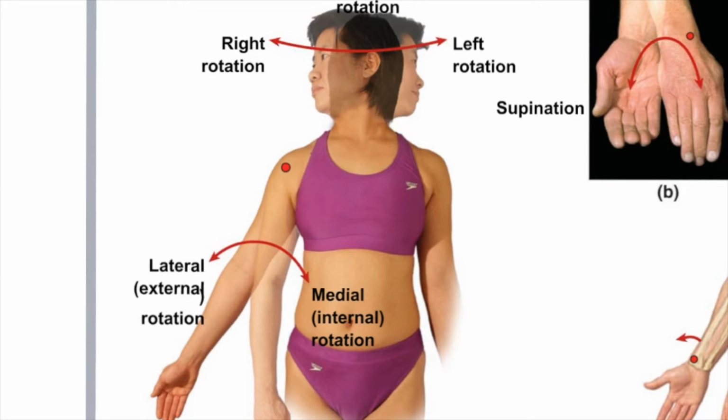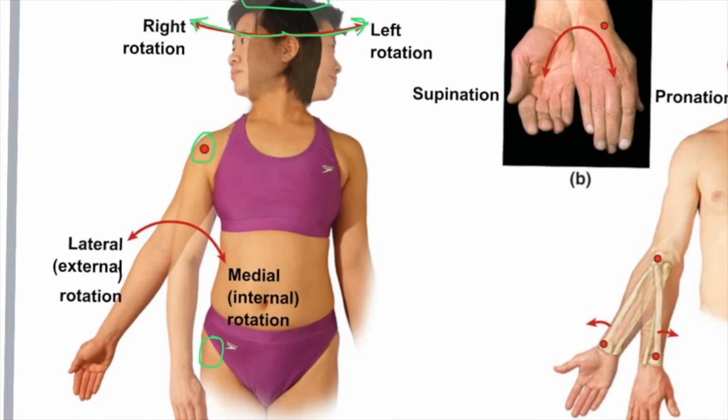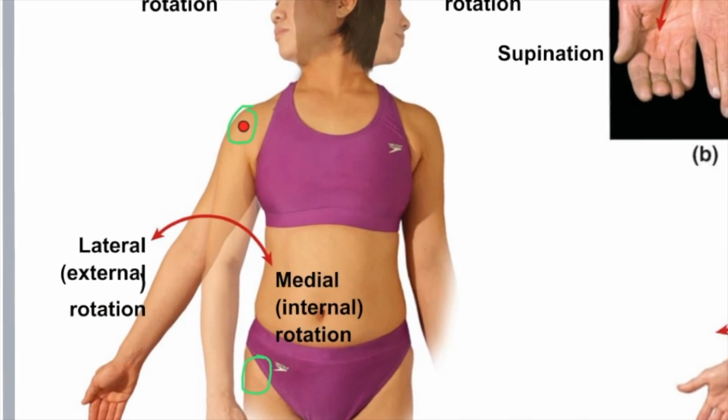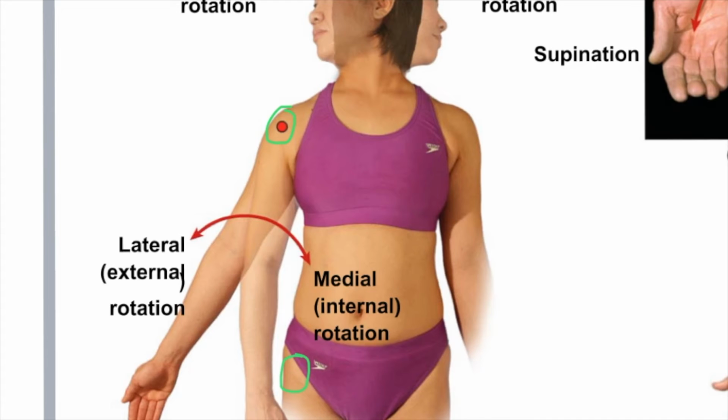Here's some other motions that we need to know. We have rotation. So we have head rotation here, and just turning your head to the right, that would be right rotation. Turning your head to the left, that's left rotation. You can also do that with your low back. You can do right and left rotation. Okay. But when you're talking about things like your shoulder or your hip joint, then we're going to call that internal or external rotation.